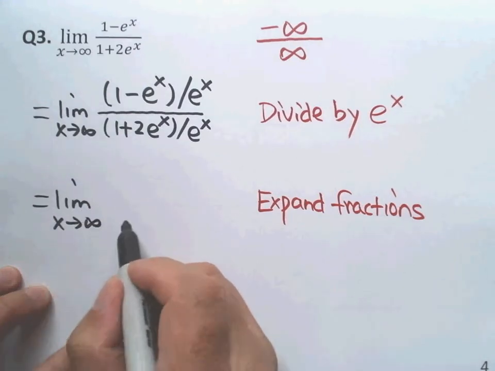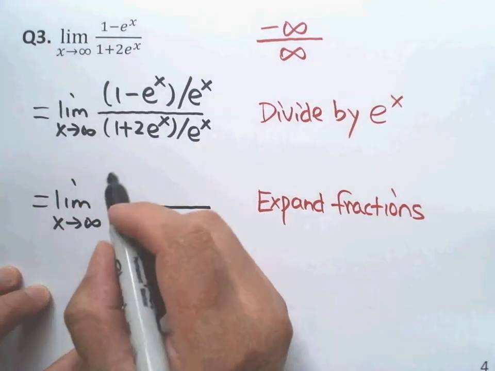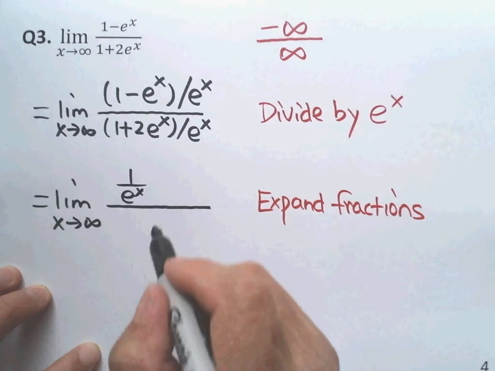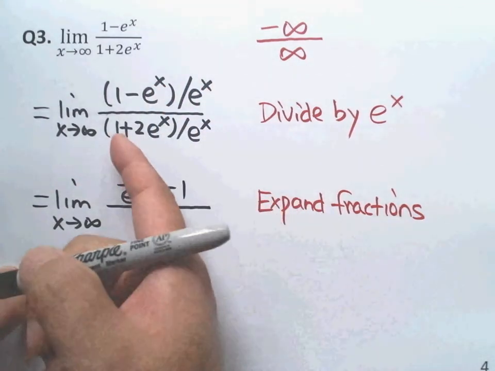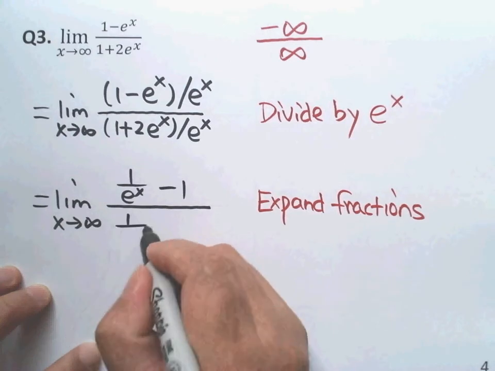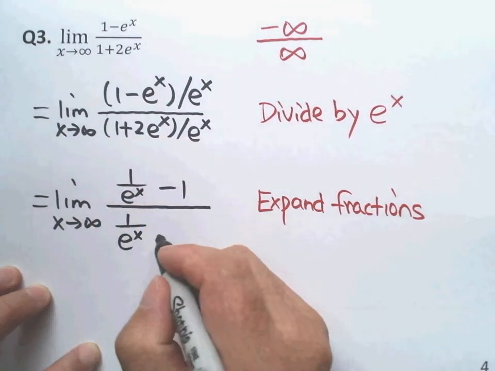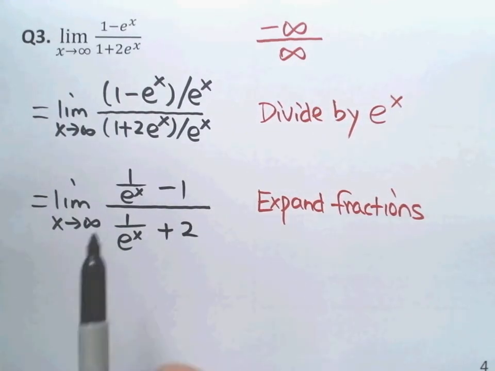Okay, we have the limit as x approaches infinity. Now, 1 divided by this is what? I just wrote 1 over e raised to the x power. This over this is 1, right? So minus 1. 1 over this is still 1 over e raised to the x power. 2 times this over this gets 2.